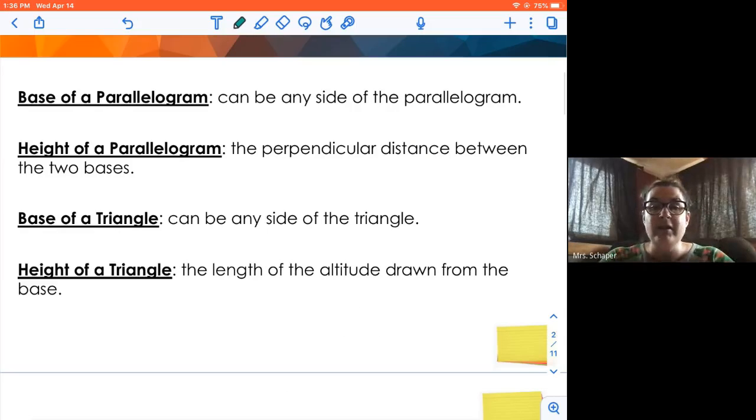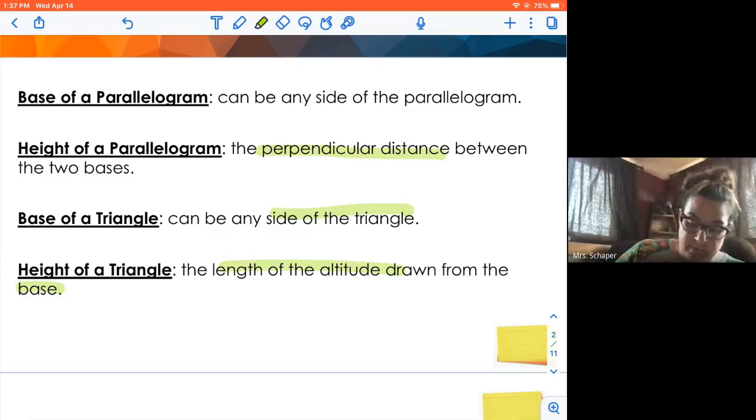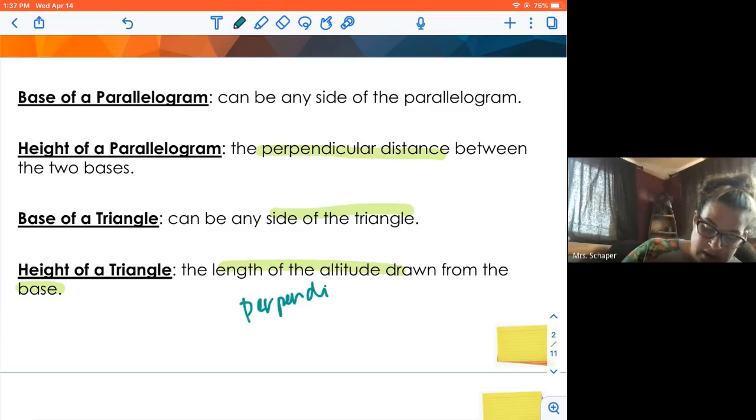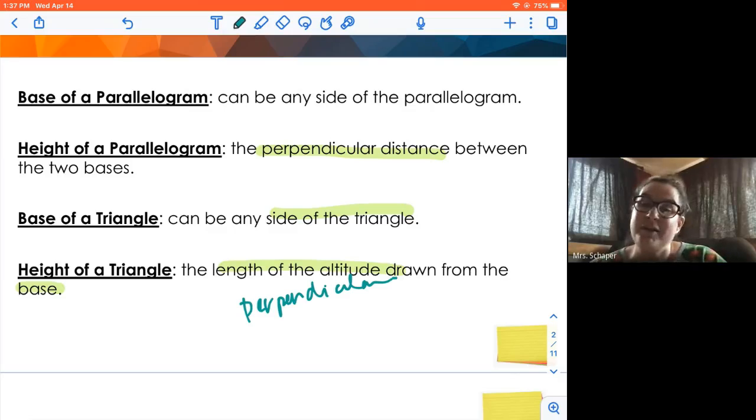The base of the parallelogram can be any side of the parallelogram, and the height is the perpendicular distance. That's the cue here, the perpendicular distance between the two bases. The base of the triangle can be any side of the triangle. The important thing is the height is the length of the altitude from the base, and keeping in mind that this is also perpendicular, okay? So it gives us a little bit of flexibility as we're trying to figure out the height and so on.